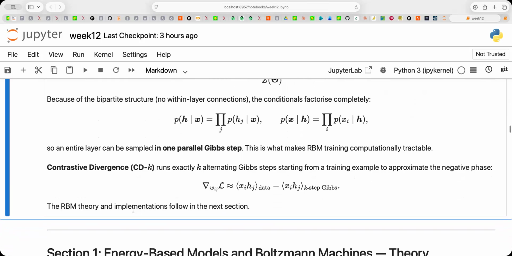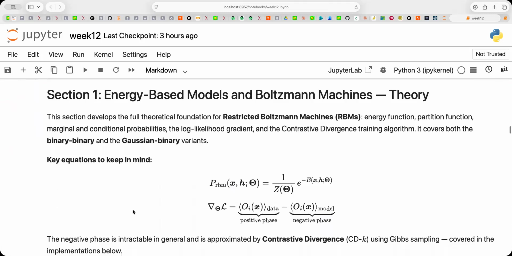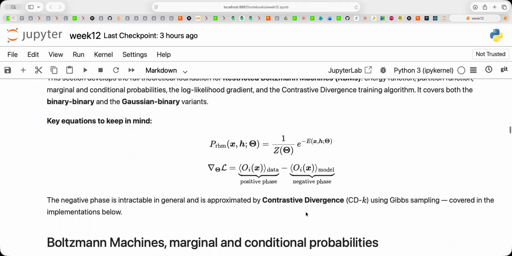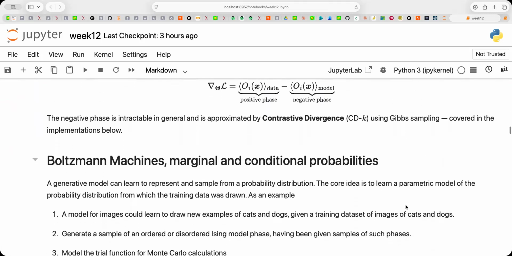So the RBM theory and implementation actually follows next here. What we need are these quantities: the one which we call the positive phase, and then the second one which we call the negative phase. And the negative phase is often approximated by what's called contrastive divergence using Gibbs sampling. And that is covered in implementations which you have below here.